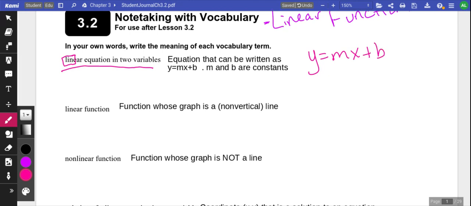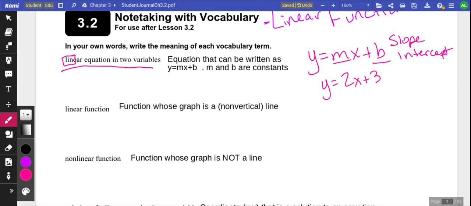We're going to get way more into this as we go throughout this chapter. Remember that is what we call slope-intercept form. So m and b will be some constants, some numbers. You might see y equals 2x plus 3, or any combination for m and b.